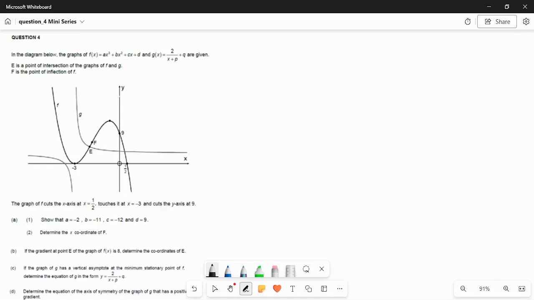Okay, and then we are told that the graph of f cuts the x-axis at x equals a half and touches it at x equals -3, and cuts the y-axis at +9. Okay, now the first question: show that a is less than 0, b is 11, c is -12, then d is +9.